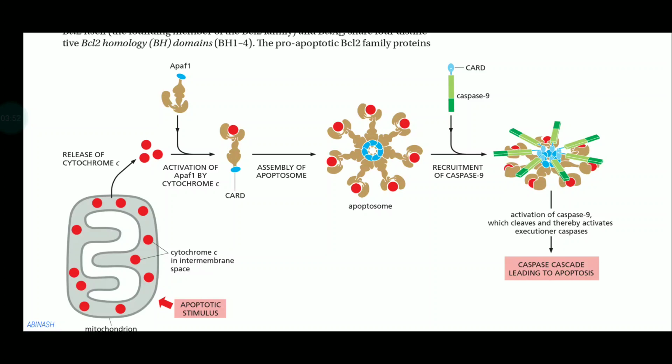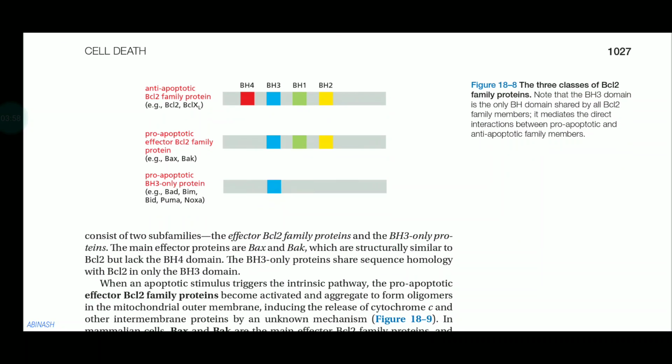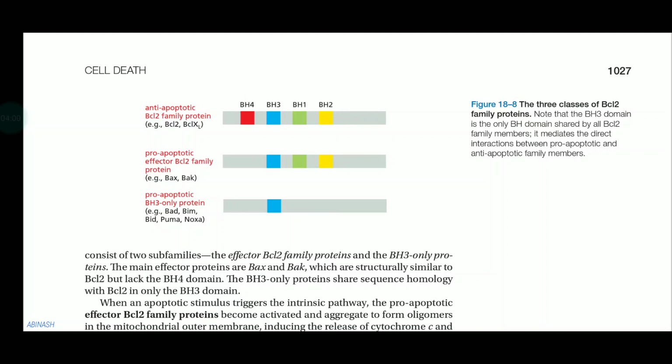And then this is the executor caspase done. So here are the three classes of BCL2 family proteins being shown: anti-apoptotic BCL2 family proteins, pro-apoptotic proteins, and the pro-apoptotic BH3-only family.